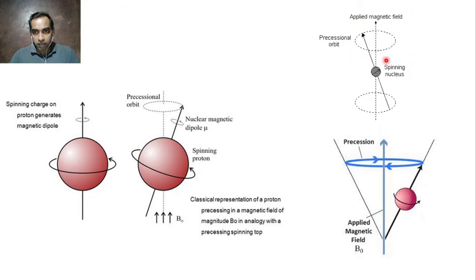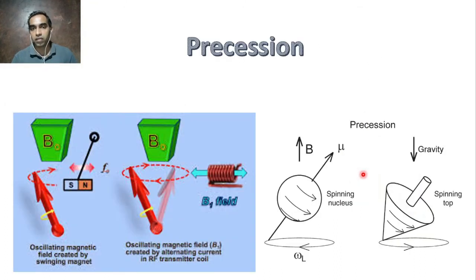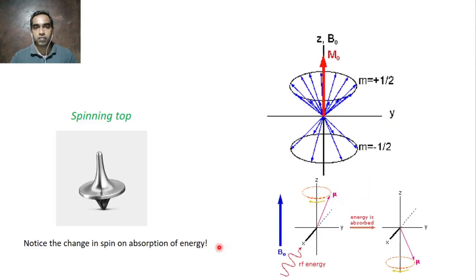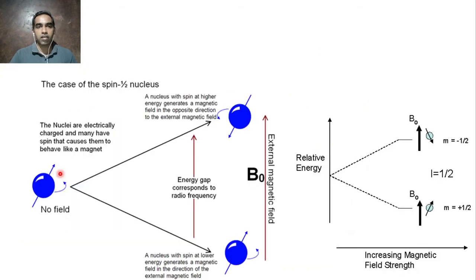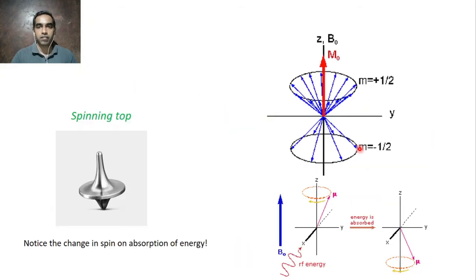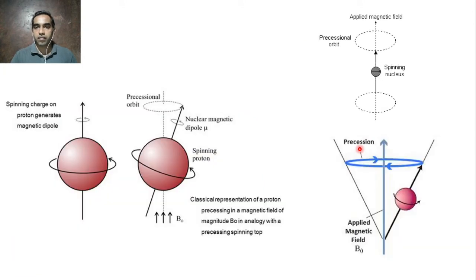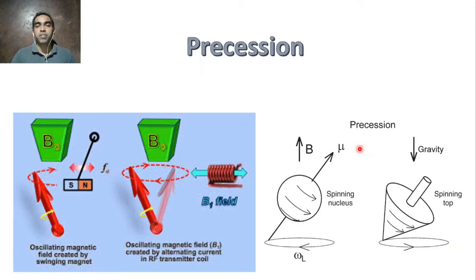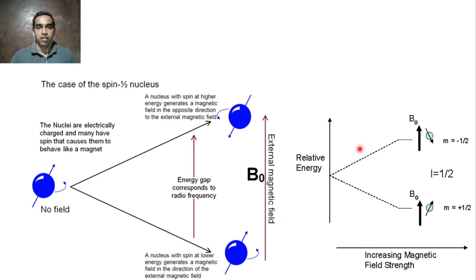Whatever orbit the precession creates is called the precession orbit, and the frequency with which it precesses is called the Larmor frequency. We will come to that. This precession frequency is called the Larmor frequency. You can also call it the angular frequency. So this is what is shown here.